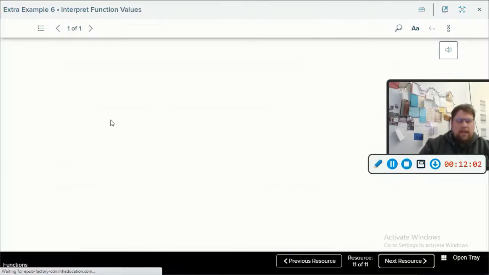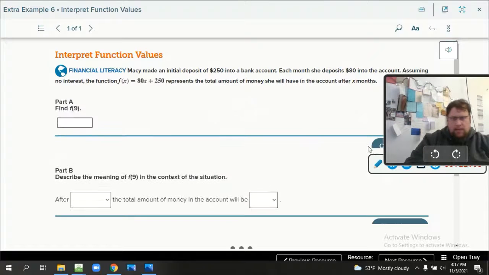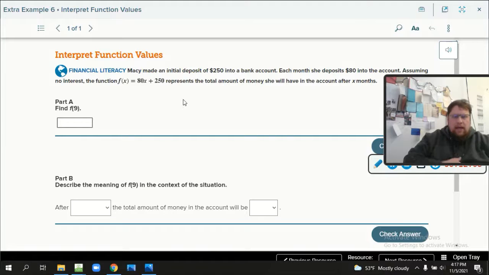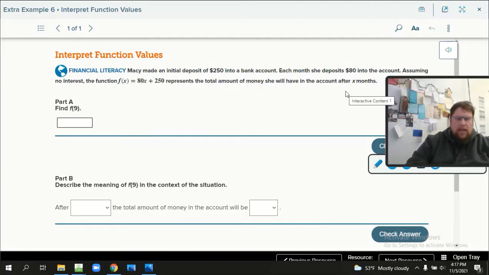Isn't that math fun? I like me some functions. Functions are awesome. Okay, here's where we're going to do some Macy stuff. All right. Macy made an initial deposit of $250 into a bank account. Each month, she deposits $80 into the bank account. Assuming no interest, the function f of x equals 80x plus 250 represents the total amount of money she will have in the account after x months. That makes sense, right? Starts out with 250, adds 80 a month, 80 times x, where x is the amount of months, right? Find f of 9.